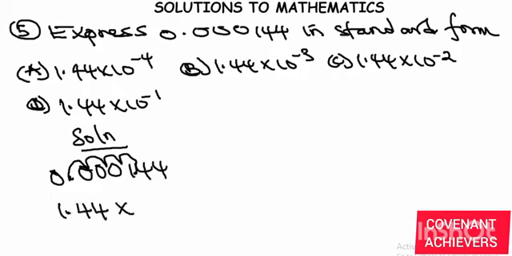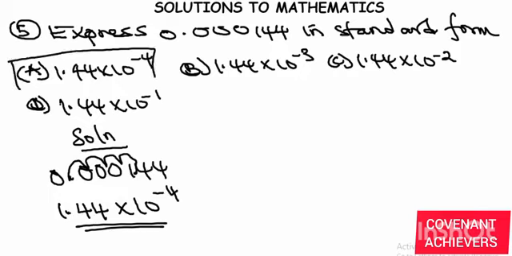Then times 10 raised to power. How many times do we move? 1, 2, 3, 4. That's minus 4. And that is how it is solved. You can see the way it is solved, and that shows the answer is option A, and that's correct. So this is the simplest way to solve this question.